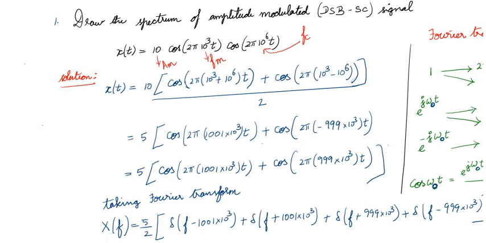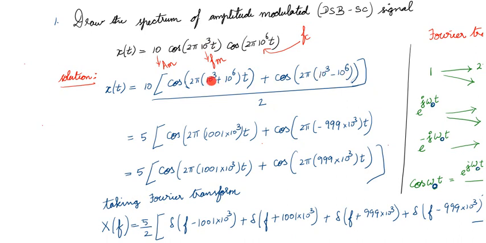Now, after plotting that, you will understand why it is suppressed carrier. Once you draw the spectrum, you will understand why we don't have the carrier at all after modulation. X of t is the modulated signal. So we know that this is cos A cos B. Cos A cos B can be written as cos(A plus B) plus cos(A minus B), by 2. So I can write this as cos 2 pi (10 to the power 3 plus 10 to the power 6) t plus cos 2 pi (10 to the power 3 minus 10 to the power 6) t.